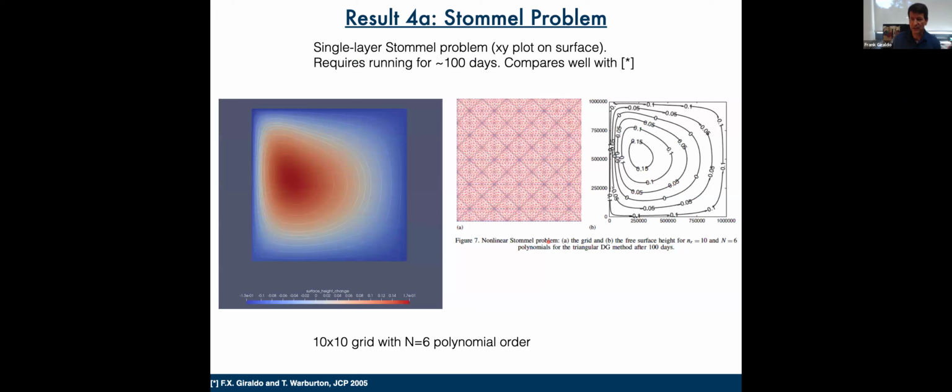And then we constructed an entropy-stable version of this code. The first thing we did was a single-layer Stommel problem, because we had done this before with a DG code years ago. Tim Warburton and I did this years ago. You can't tell that clearly, but if you squint, you can see that it's roughly the same solution, right?